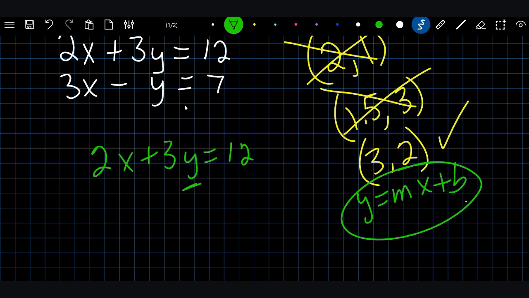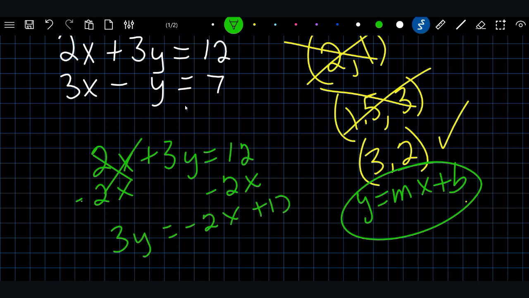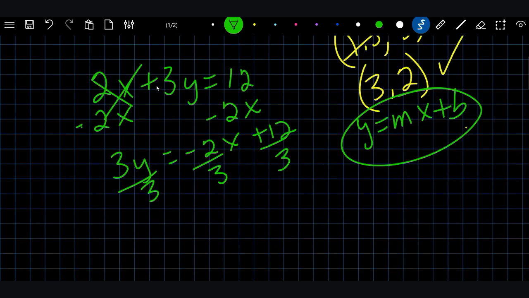So what are we doing? We're trying to get y by itself. How do we get y by itself? Well, let's move the 2x to the other side. Subtract 2x from both sides. And we're going to end up with 3y equals negative 2x plus 12. Divide by 3. We're going to divide everything by 3 because we're trying to put it into slope-intercept form. It's going to cancel. We're going to get y equals negative 2/3 x. That's our slope. And then 12 divided by 3 is going to give us a positive 4. That's our y-intercept. That's our b.